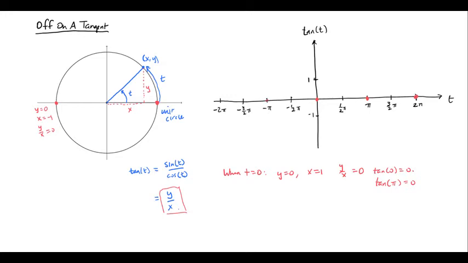That's also going to happen at negative pi and at negative 2 pi, because, well, what's negative pi? I'm just starting here and I'm traveling around clockwise until I get here. And there y is 0. So y over x is going to be 0.